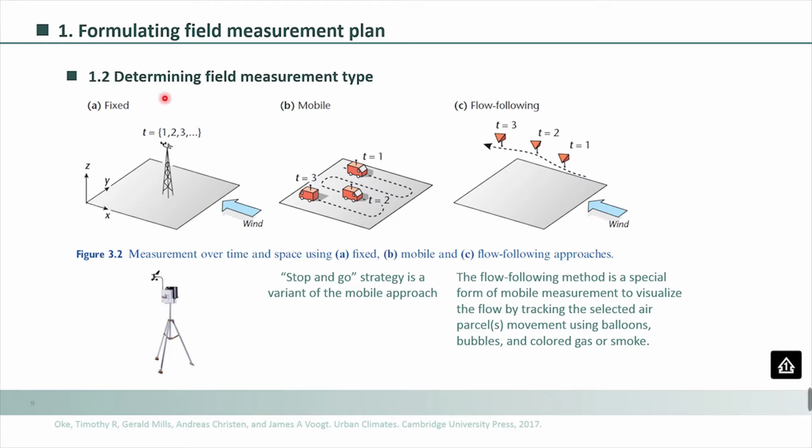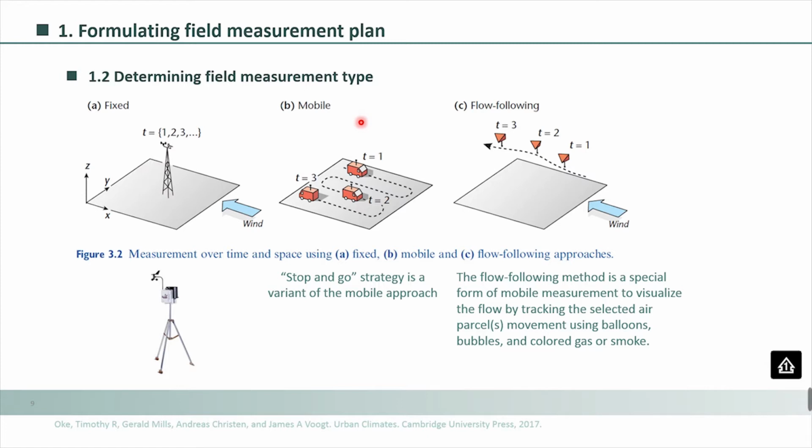And the next step is to determine field measurement type. Referring to T.R. Oke's book Urban Climate, there are three kinds of field measurement. One is fixed and mobile, and the flow following approach. And the choice depends on the research aim. And I can tell you the fixed one is the most commonly used method, but it has high demand for instrument and manpower. So some researchers will also use the mobile measurement.